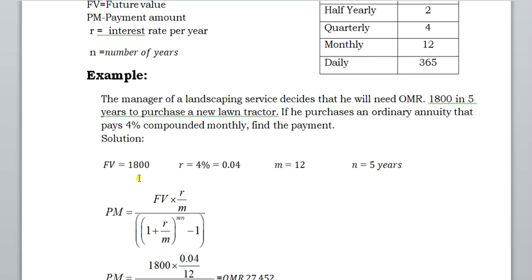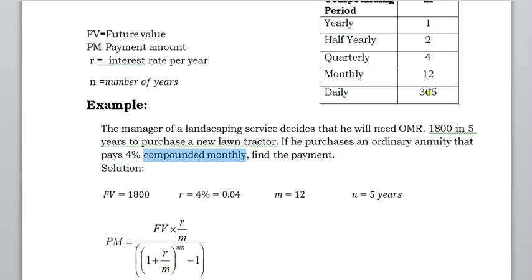Okay, here is the solution. Now see what the variables are. OMR 1800 is the future value, so FV is 1800. The rate of interest is 4%, that means 4 by 100 equals 0.04. Now this is compounded monthly, so monthly means M equals 12. He is planning to purchase that in 5 years, so N equals 5. So we have all the variables.